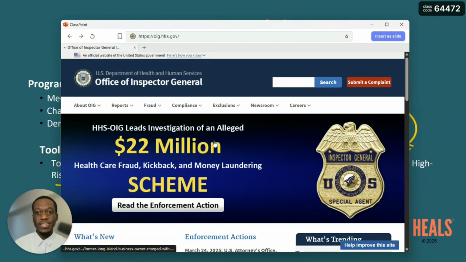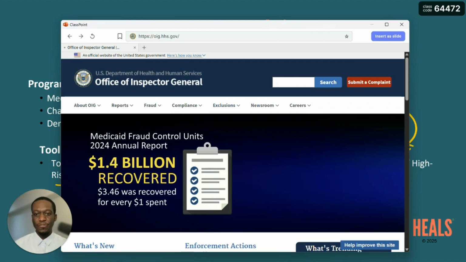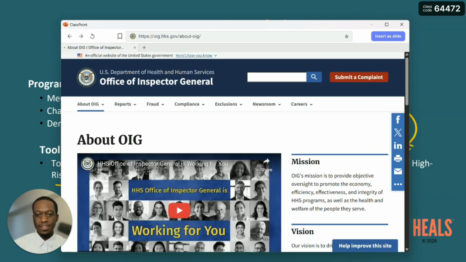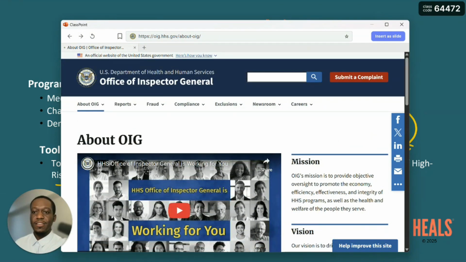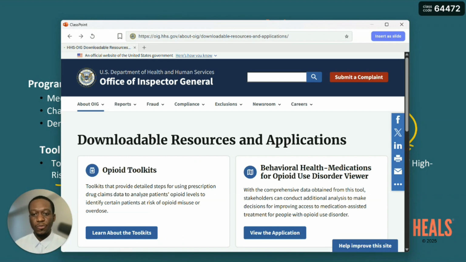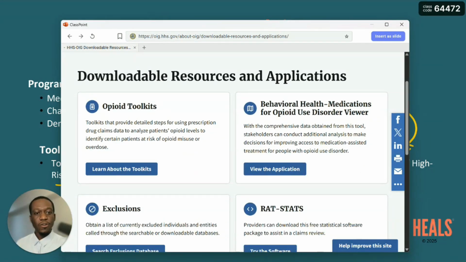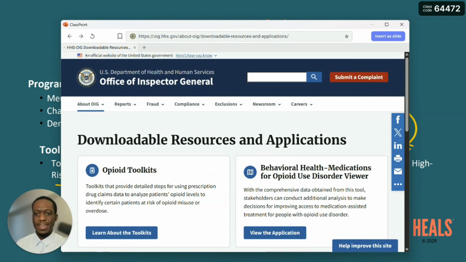When you get to the OIG website, which is www.oig.hhs.gov, their landing page has information about what OIG is. And if you navigate the OIG website, you will see the various mission, vision, and values of OIG. And you can actually look at the OIG leaders. There are downloadable resources. There's the opioid toolkit. There's a behavioral health, medication, and opioid use disorder resource.